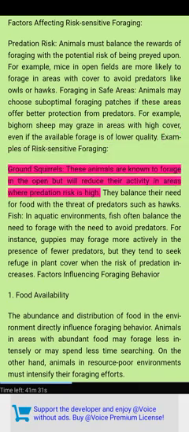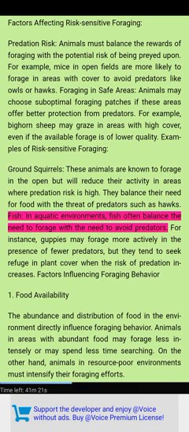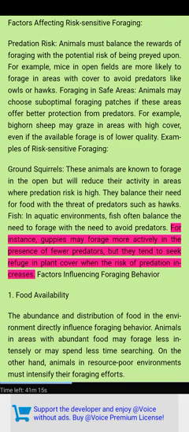Examples of risk-sensitive foraging. Ground squirrels. These animals are known to forage in the open but will reduce their activity in areas where predation risk is high. They balance their need for food with the threat of predators such as hawks. Fish. In aquatic environments, fish often balance the need to forage with the need to avoid predators. For instance, guppies may forage more actively in the presence of fewer predators, but they tend to seek refuge in plant cover when the risk of predation increases.